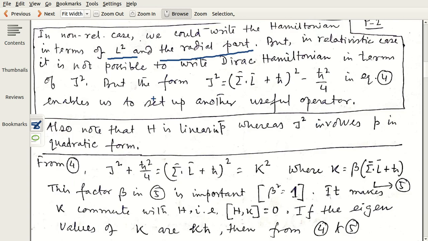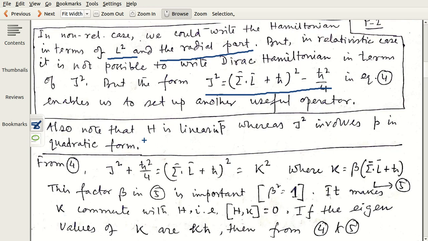You expand this one and try to write it using something equal to J square, and you will see that it is not possible. So J square has the form like this, and we note that in J square, J means angular momentum, orbital angular momentum L plus spin angular momentum S. And in the non-relativistic case, we see that in the Hamiltonian, P comes in quadratic form, P square by 2m.